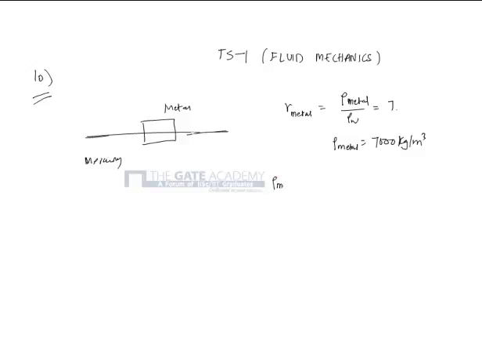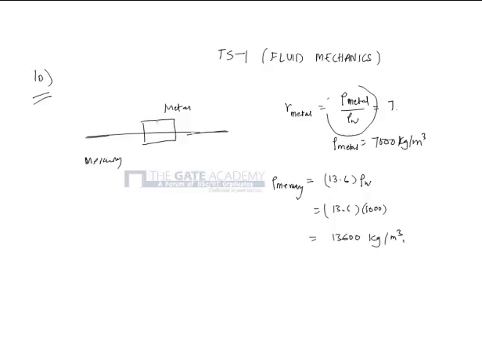Similarly for mercury, it is 13.6 times the density of water, going by the same logic, because going by the definition of specific gravity. So 13.6 into 1000 will give you 13600 kg per meter cube.